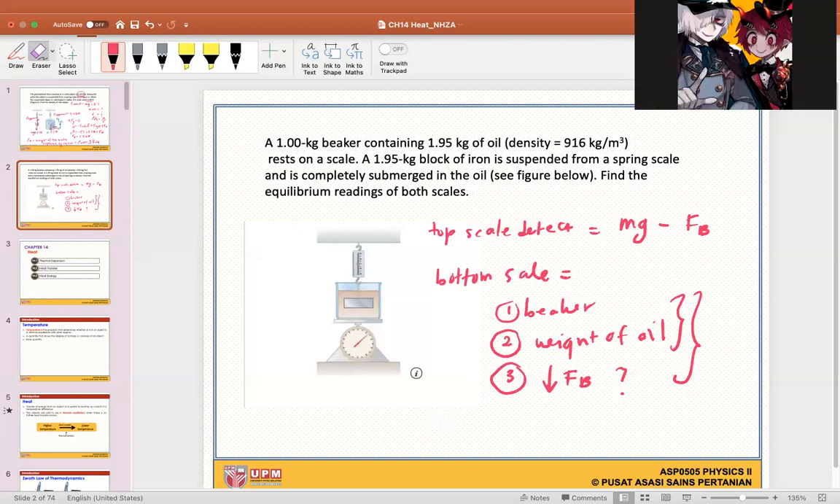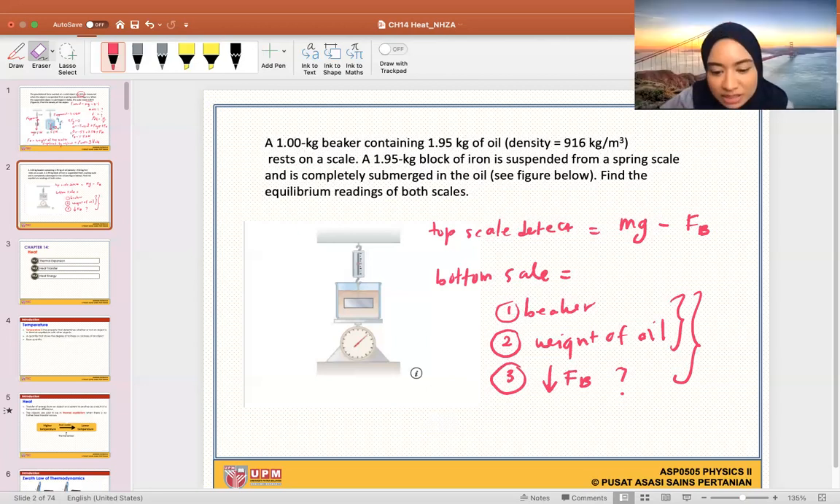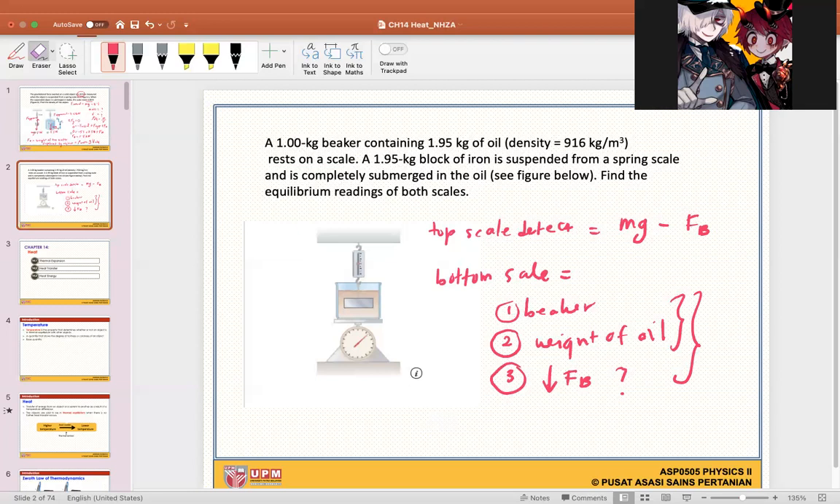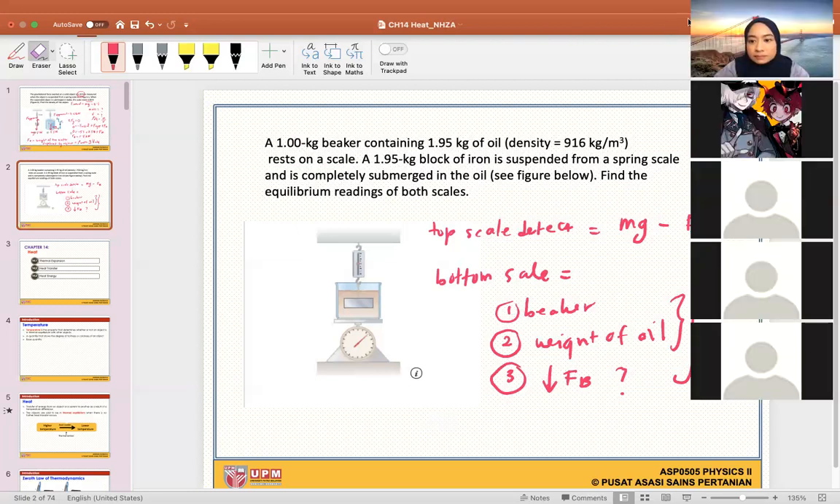Saya keliru kat situ. Boleh tak awak cerita lagi sekali apa yang awak faham tadi? Yang saya faham, MG force dia ke bawah. Bila dia masuk dalam air tu, dia ada FB yang kat atas kan. Tapi still bila top scale boleh detect MG dia ke bawah, maksudnya MG tu dia minus dengan FB, dia masih ada force ke bawah sikit kan. Jadi dia lighter lah force dia ke bawah tu. Sebab dia dah minus dengan force yang ke atas oleh FB tu.